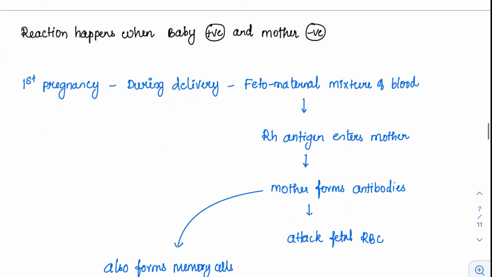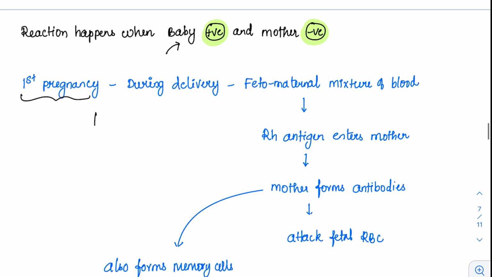So let's try to understand the situation. The first thing is, this reaction happens whenever the baby is positive and the mother is negative. This does not happen in any other case. If the father is positive, there are chances that the baby might be positive while the mother is negative. So during the first pregnancy, what will happen? During the first pregnancy, this intermixing between the mother and the fetus does not usually happen, because we have one wonderful separation. What is that? The placenta. This placenta keeps the mother and the baby separated from each other.